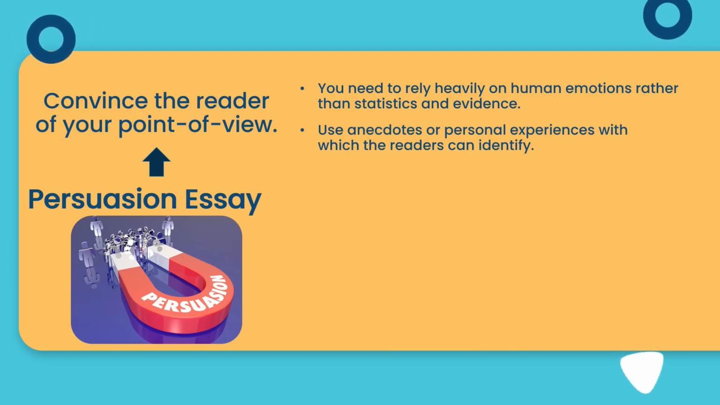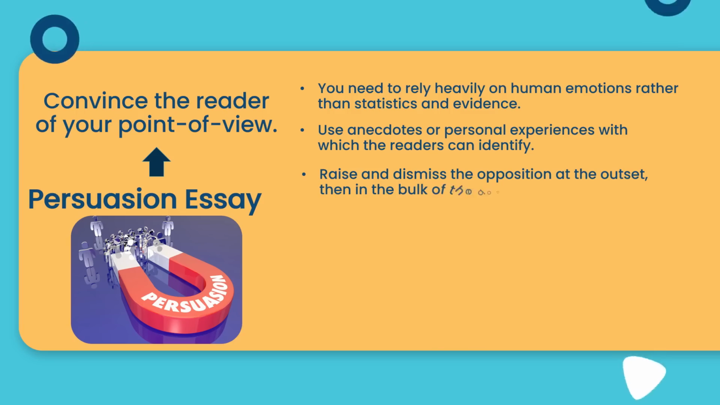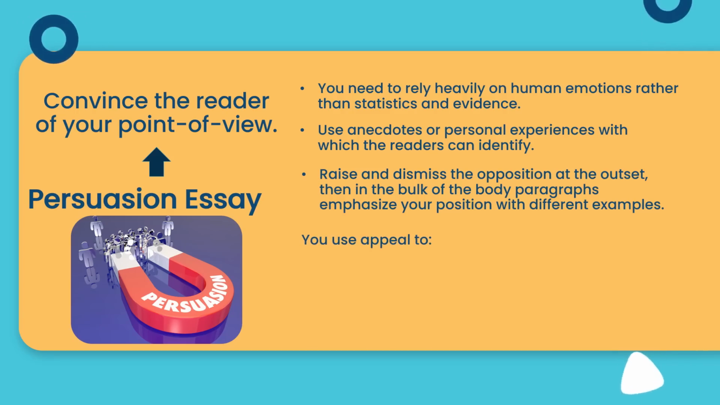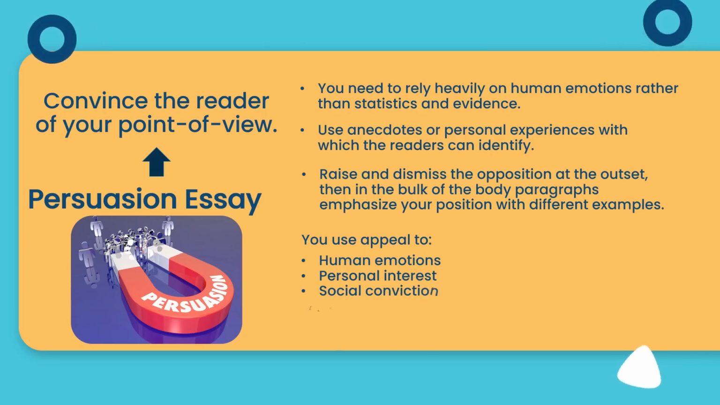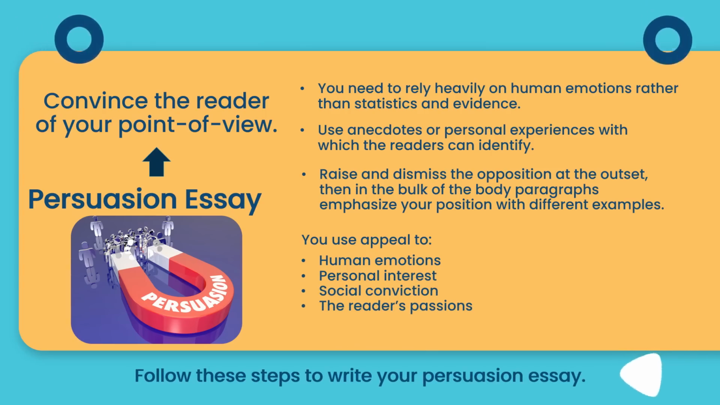In your persuasion essay, you raise and dismiss the opposition at the outset, then in the bulk of the body paragraphs emphasize your position with different examples. You use appeal to human emotions, personal interest, social conviction, the reader's passions. Follow these steps to write your persuasion essay.